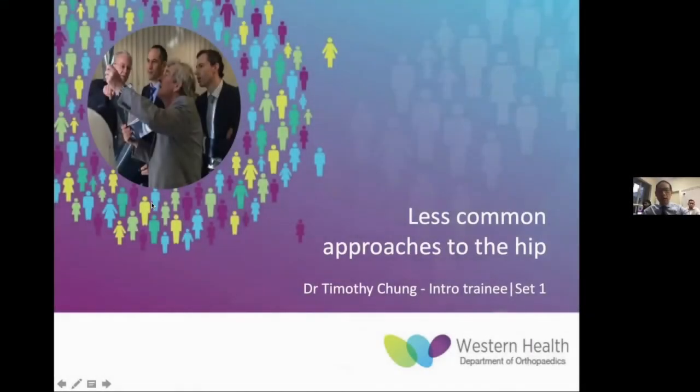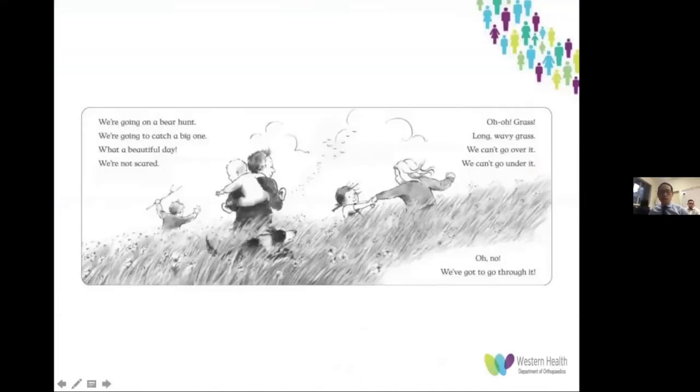Today I'll be talking about the less common approaches to the hip joint. It's really interesting, having done a review of all the historical terms and descriptions of hip replacements, approaches, and other approaches to the hip, that when you don't have a good access via one approach, there's always another way of going around it.